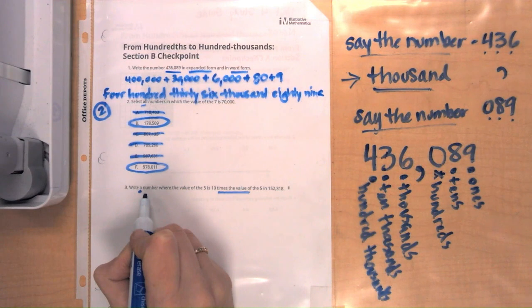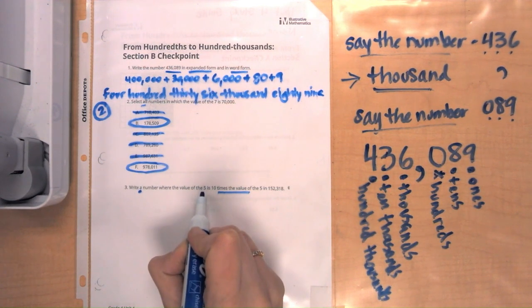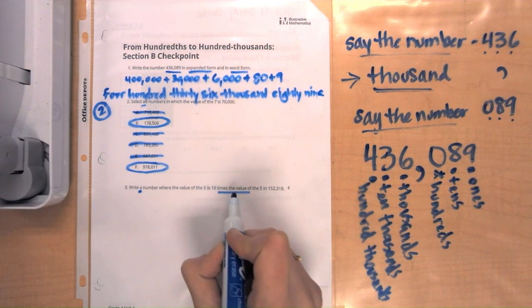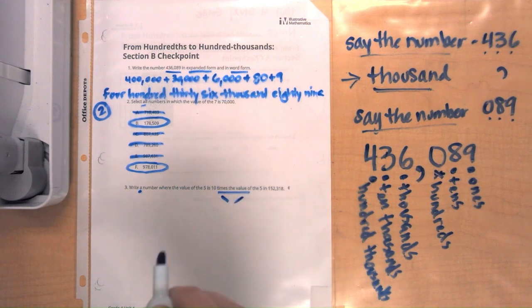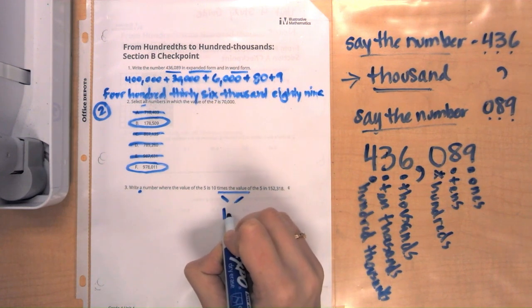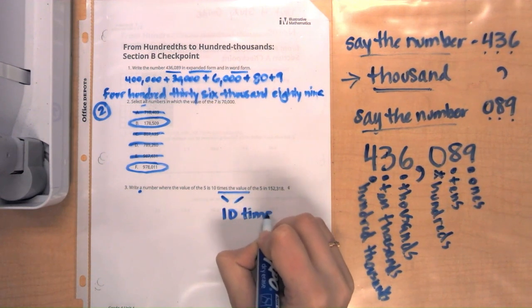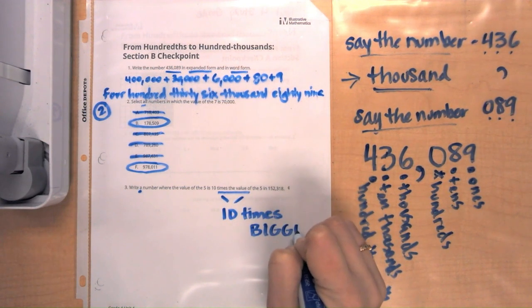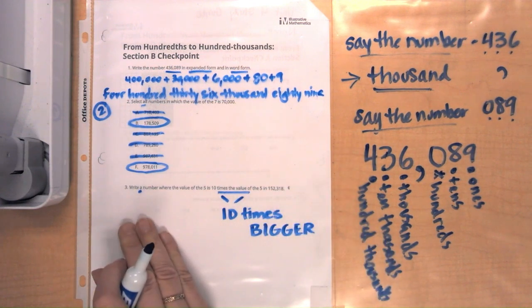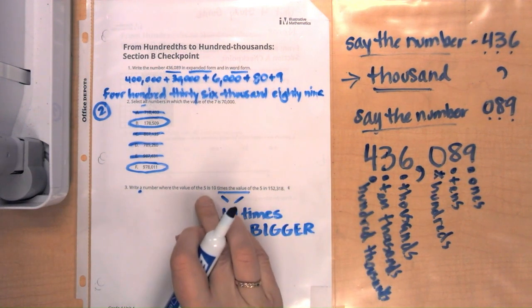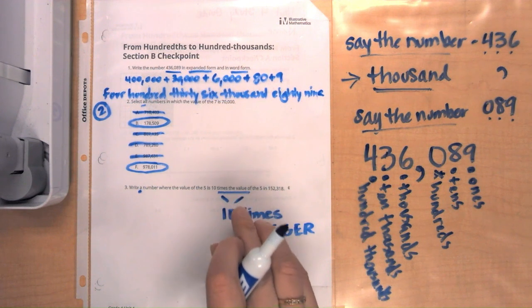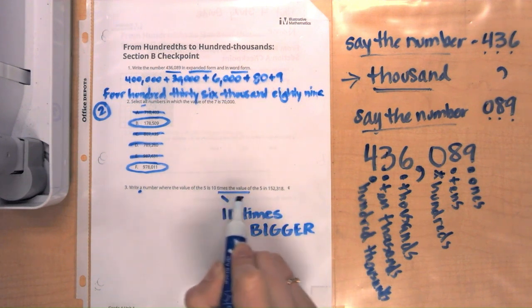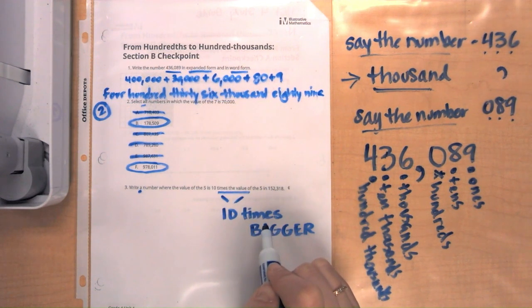So write a number. That means you get to pick any number you want. Any number you want. Where the value of the 5, okay, so my number has to have a 5 in it, is 10 times the value. When we hear 10 times the value, we know that it is talking about a number that is 10 times bigger. My number has to be 10 times the value. My 5 has to be 10 times bigger.